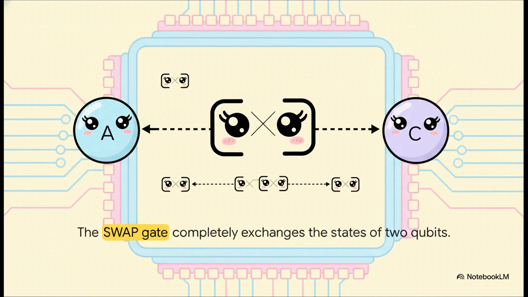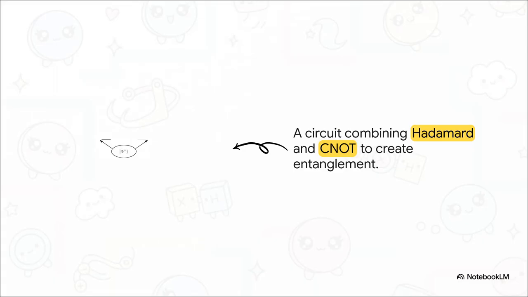This is crucial because in actual hardware, qubits are physically bolted in place on a chip. So if qubit A needs to interact with a distant qubit C, programmers use swap gates to essentially leapfrog the quantum information right across the chip to the correct physical location, all without destroying the delicate data. Now, this is how the entanglement process we just walked through is actually written out in a professional circuit diagram.